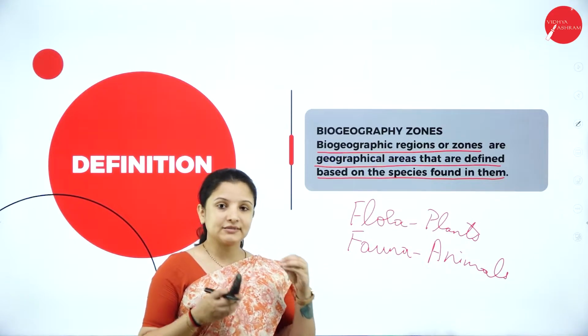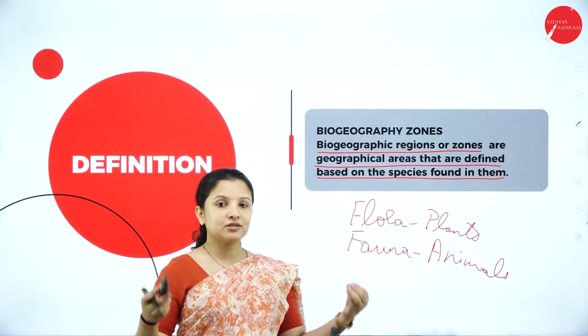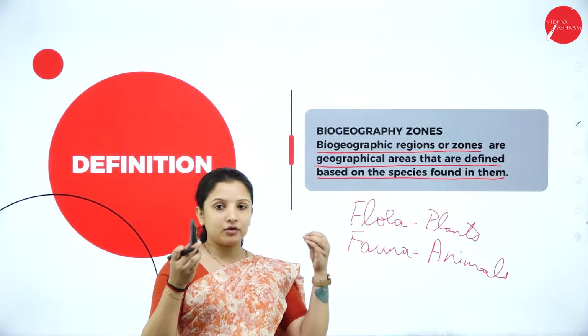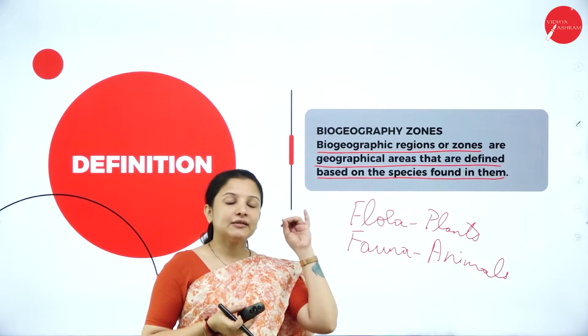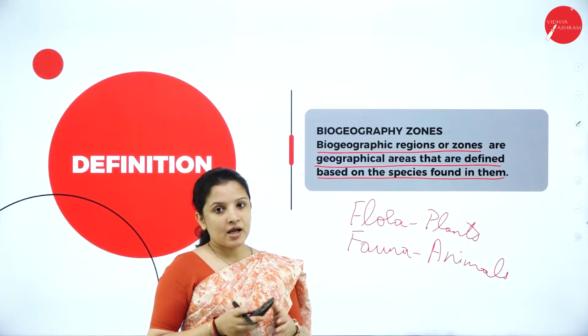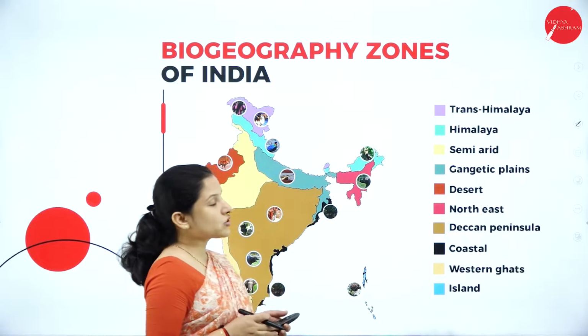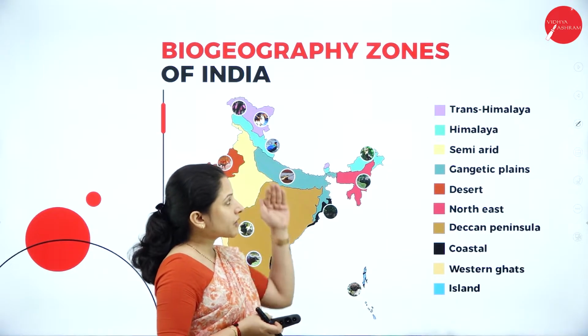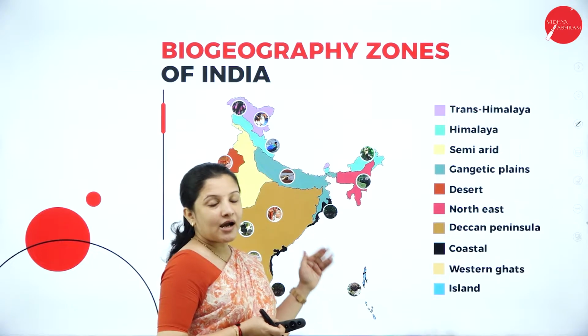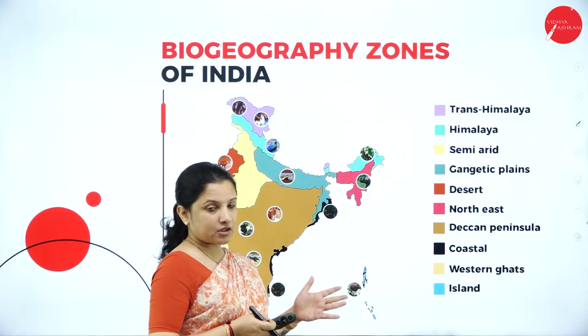So how are these zones differentiated? Zones are differentiated based on the type of organisms, be it the plants or the animals, that are living in that particular habitat. So let's study each of these zones one by one. I told you it is divided into 10 zones. So India has 10 biogeographical zones.